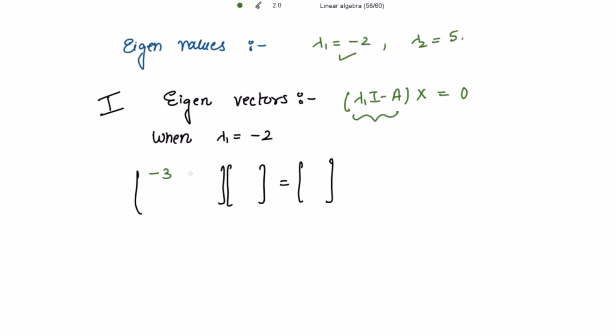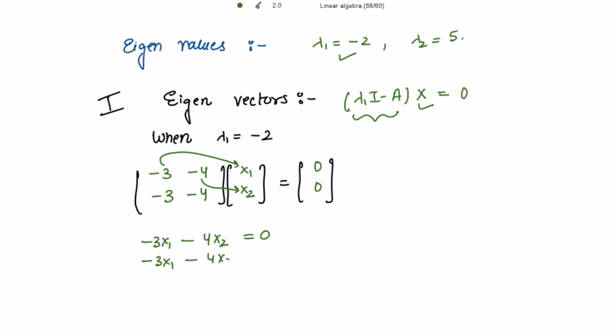minus 3, minus 4. So this is minus 3, minus 4, and again minus 3, minus 4, times the x vector, writing the components x1, x2, and then here 0 0. Now we are going to get the homogeneous equations for this. Multiplying minus 3 with x1, we get minus 3x1, plus multiplying minus 4 with x2, we get minus 4x2 to be equal to 0. Similarly, the other equation would also be the same, minus 3x1 minus 4x2 equals 0. So both the equations are the same.